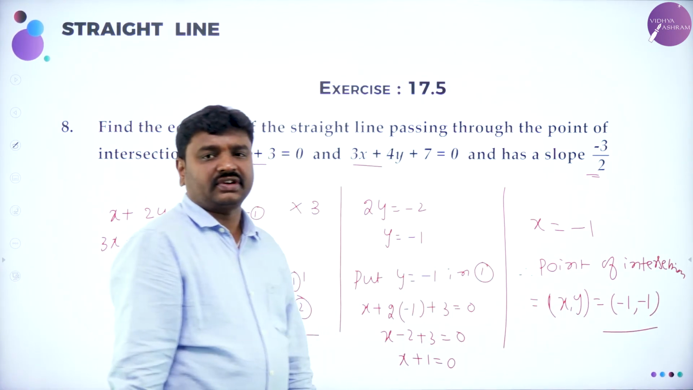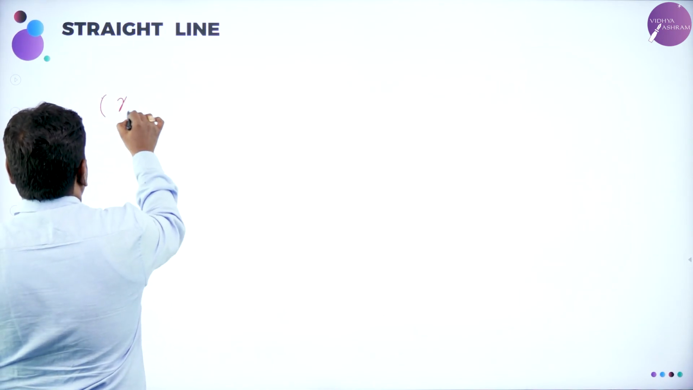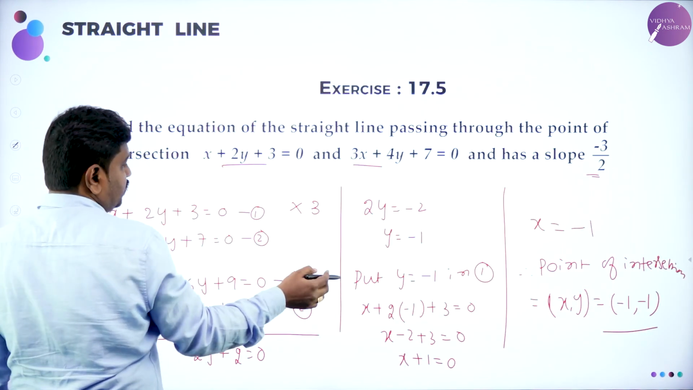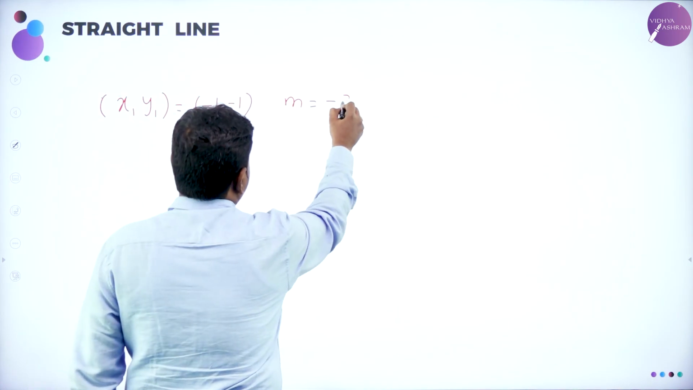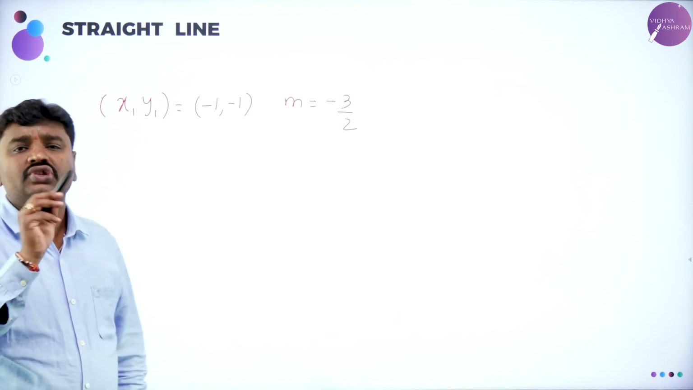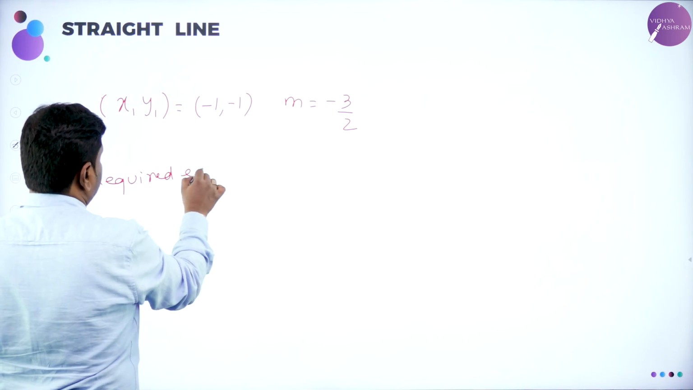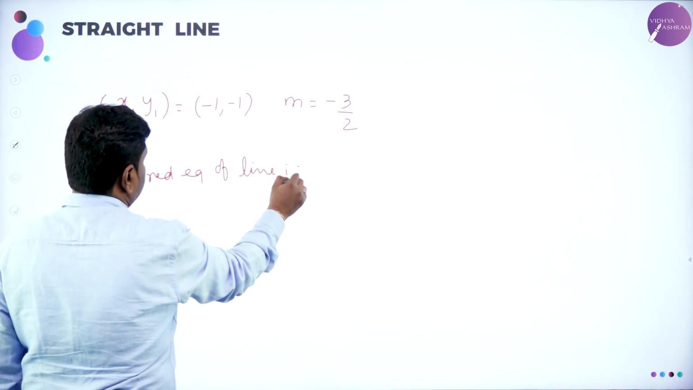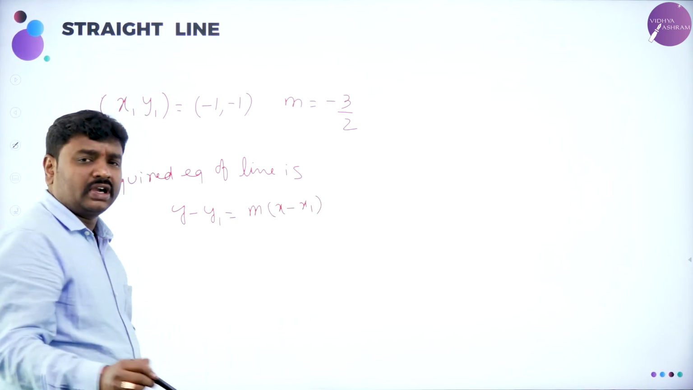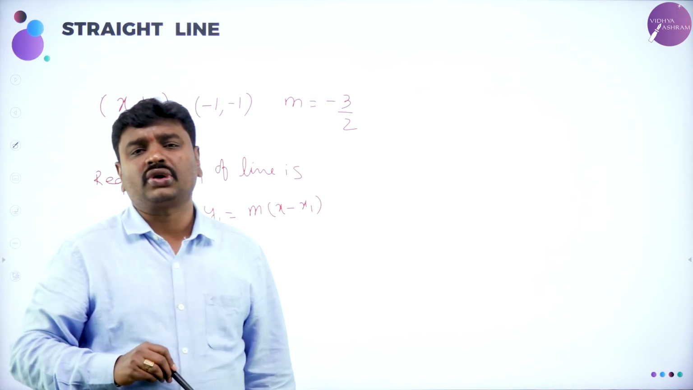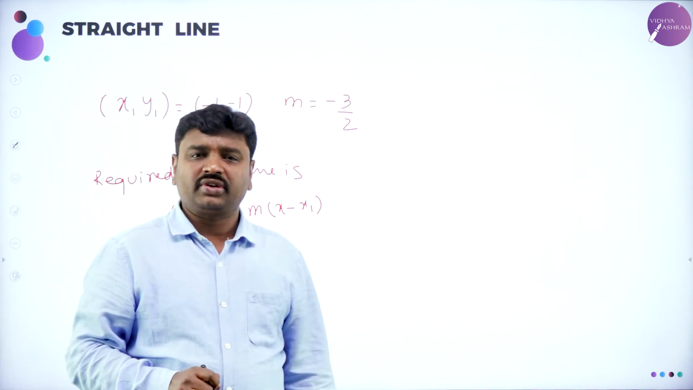So now you got point of intersection. Once you know the point of intersection and you know slope, so point is x1 y1, what is x1 y1? Minus 1 comma minus 1, and slope means m, they gave slope is minus 3 by 2. When you know slope and point, use point slope form. So required equation of line is y minus y1 is equal to m into x minus x1. If you know a point on the line, and if you know slope of the line, you can use point slope form. Memorize. What is point slope form? y minus y1 is equal to m into x minus x1.